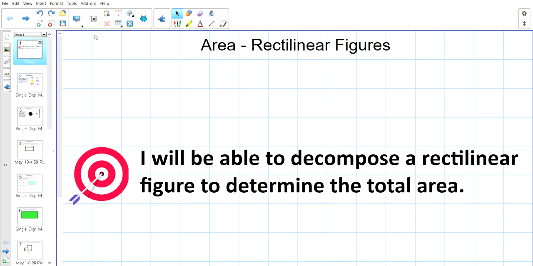Hello, third grade. This is Miss Glassy, and today I'll begin teaching you about finding the area of rectilinear figures. You'll need a pencil and several pieces of paper for today's lesson.